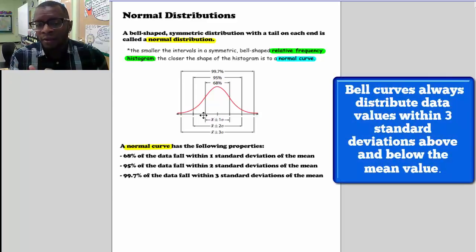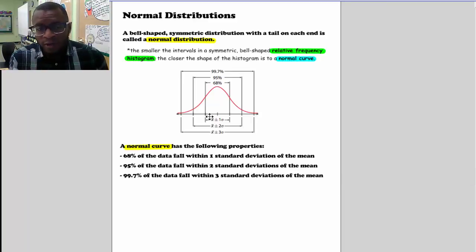Okay, and these normal curves that we're going to talk about have certain properties. The first property is that within one standard deviation from the mean, we have 68% of our data. And so remember, standard deviation is the difference or the distance between our actual data value and the mean value for our set of data.